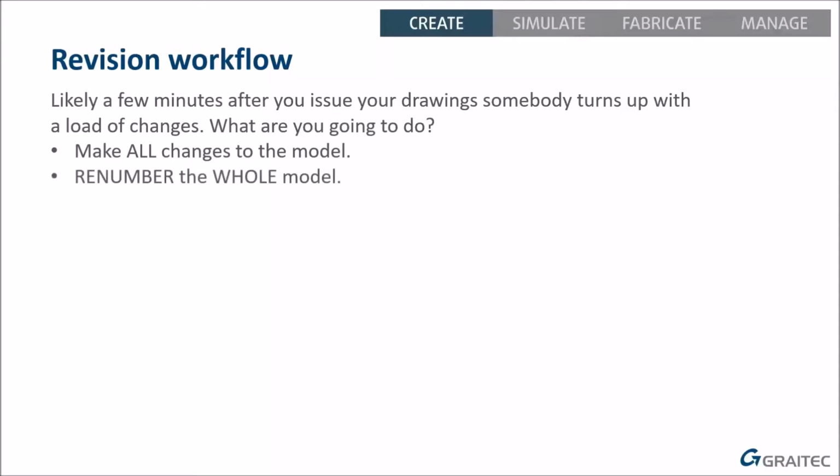And then, and only then, do you renumber. But you must renumber the whole model. Don't just try and pick the bits you think you changed. Renumber the entire model. That means have nothing selected when you do the numbering. And that will then allow the system to compare everything in the model and see if things have changed or not.